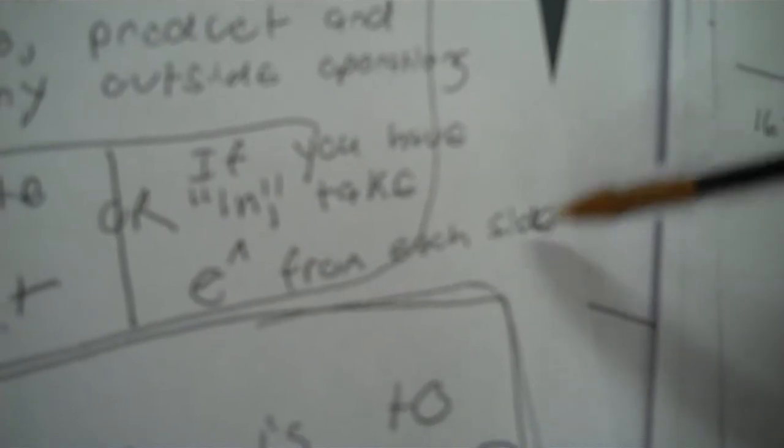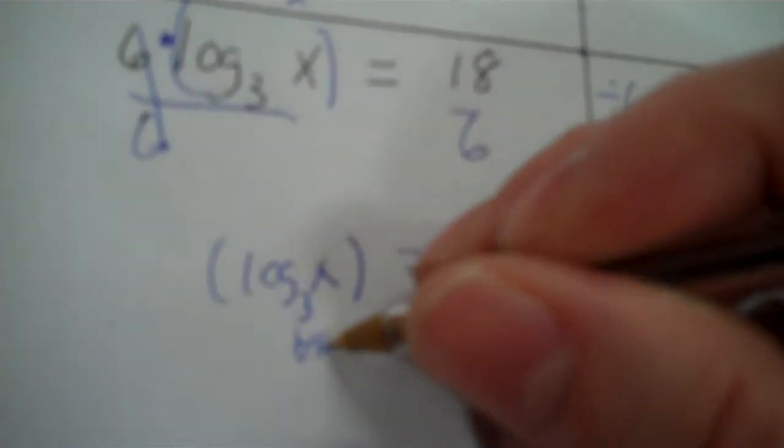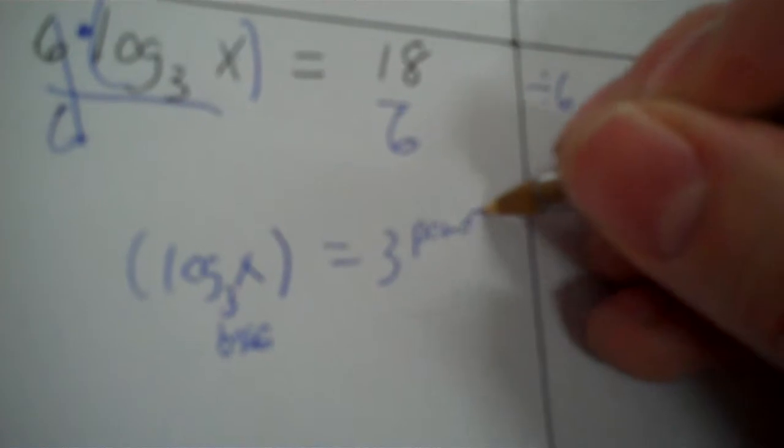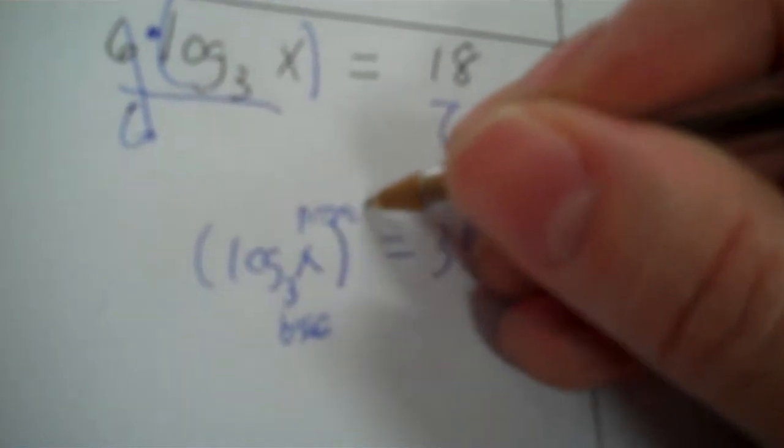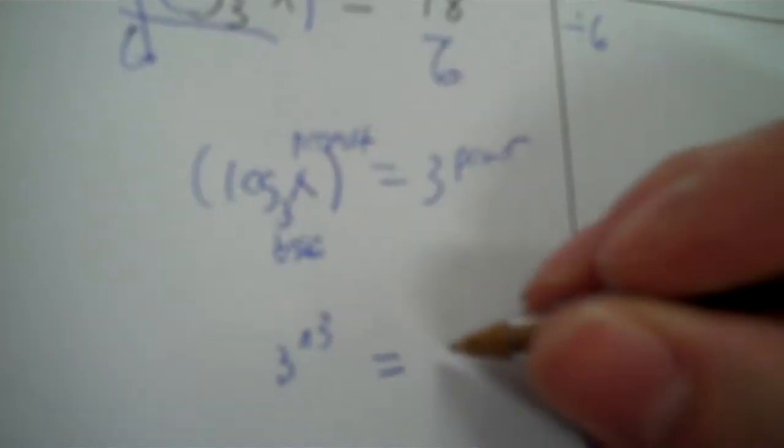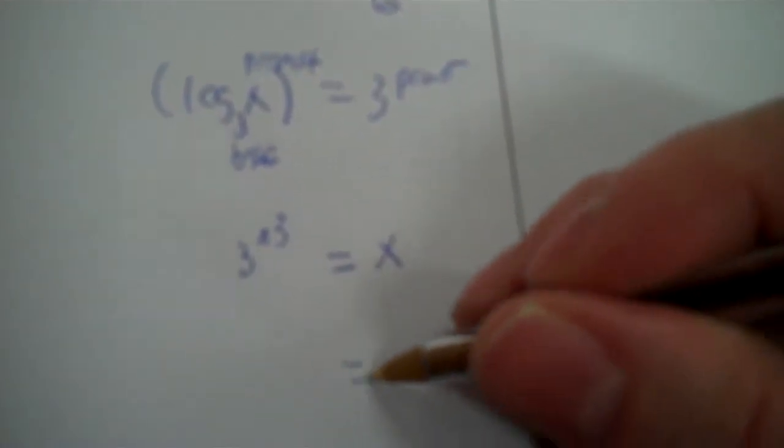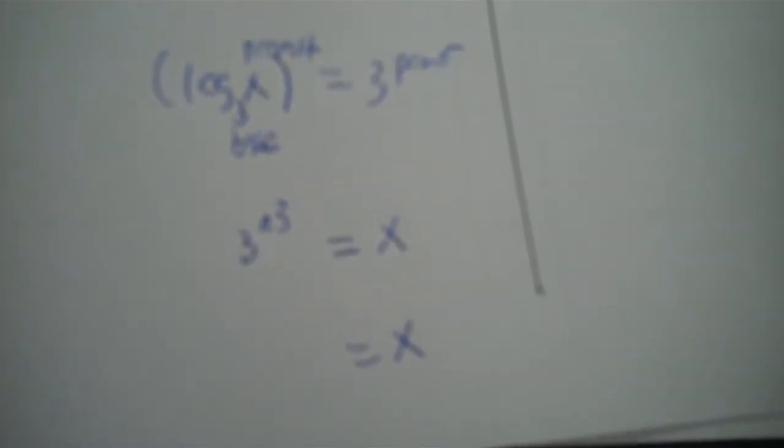Now you either rewrite into an exponent, or if you have ln, you take the e power from each side. Well, we don't have ln, that's a log base 3, so I'm going to rewrite it into an exponent. Remember how to do that. This is the base, the other side is your power, and the x is your product. So we have base 3 to the third power equals x. Okay, and then x is easy to solve for. 3 to the third, you just do 3 times 3 times 3. It's not 9. It's 27.